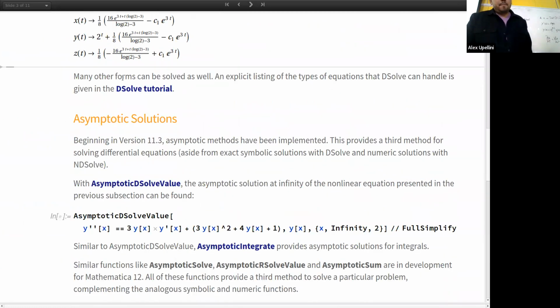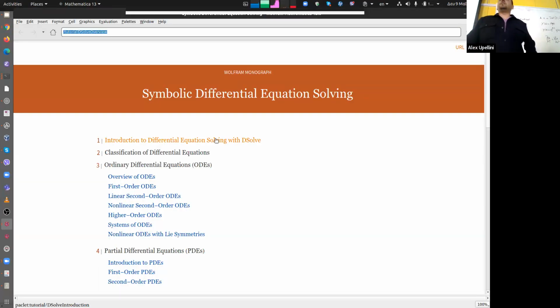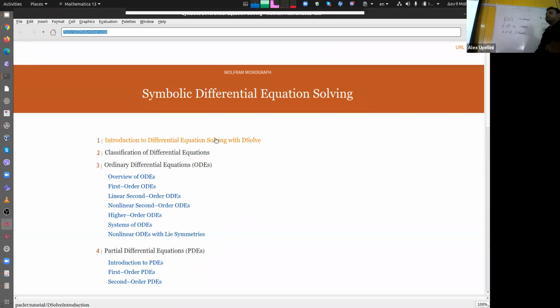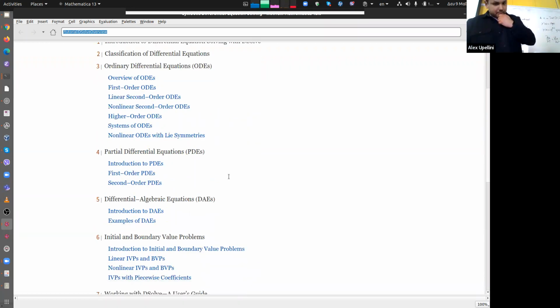Many other forms can be solved as well. An explicit listing of the types of equation that can be handled is in this tutorial. If you want much deeper information than we can cover today, you can go here, especially look at this chapter, nonlinear ordinary differential equations with these symmetries. Usually these symmetries are considered the highest level of method here. They use symmetries and that kind of thing.